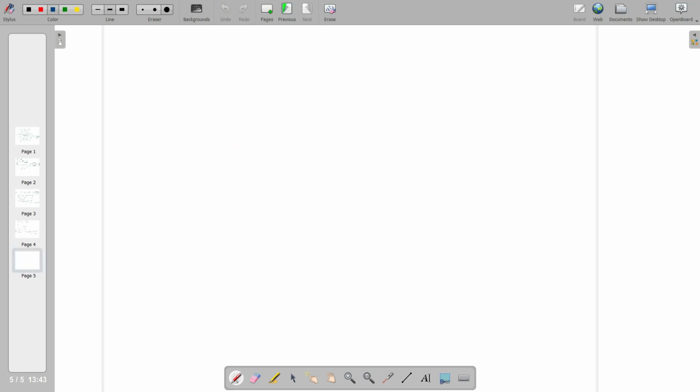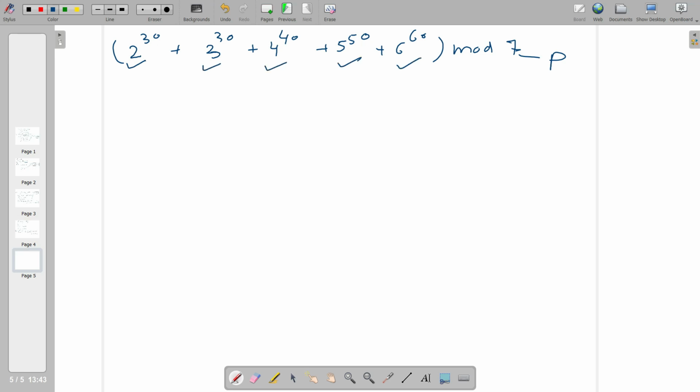For example, we need to find out 2 to the power 30 plus 3 to the power 30 plus 4 to the power 40 plus 5 to the power 50 plus 6 to the power 60 mod 7. We need to find out this value. So 7 is p, which is a prime number. It is congruent to 2, because all are p minus 1, congruent to 3, congruent to 4, congruent to 5 and congruent to 6. So it means we can write 2 to the power p minus 1, which is 6, is congruent to 1 mod 7.